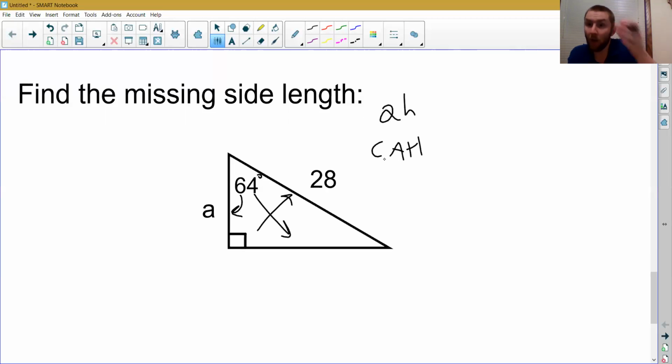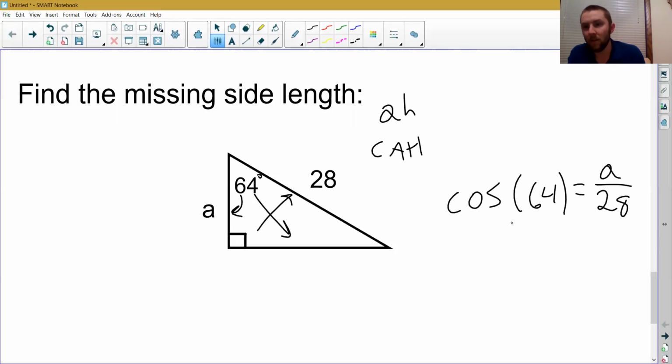Ka, caught another hippie. C stands for cosine. So again, I'm using my acronyms and my notes to figure out, for my 64-degree angle, what information do I have? What trig ratio can I set up here? So I can set up the cosine ratio for my 64-degree angle. Specifically, I know it's equal to my adjacent side, which is A, over my hypotenuse, which is 28. Okay, and now I have set up what I had before.